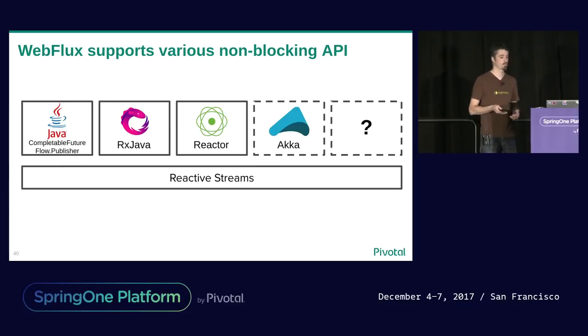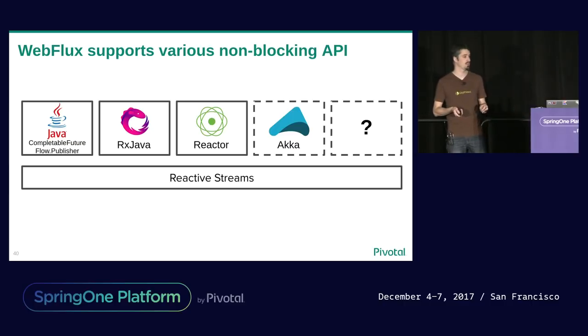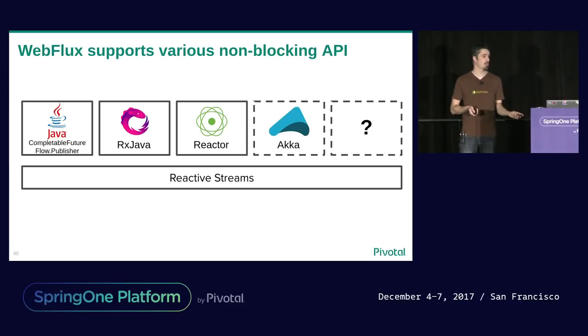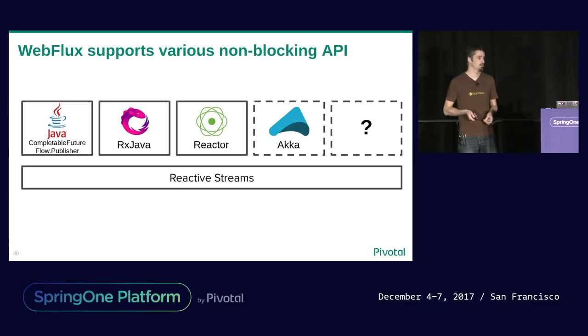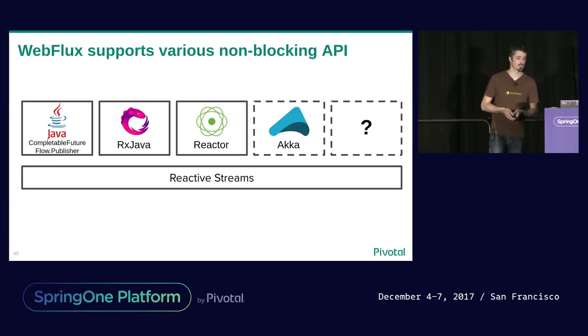But reactive streams also support other libraries. For example, Akka is based on reactive streams internally and has good reactive streams interoperability. That means we can easily use Akka types using reactive streams for the interoperability.